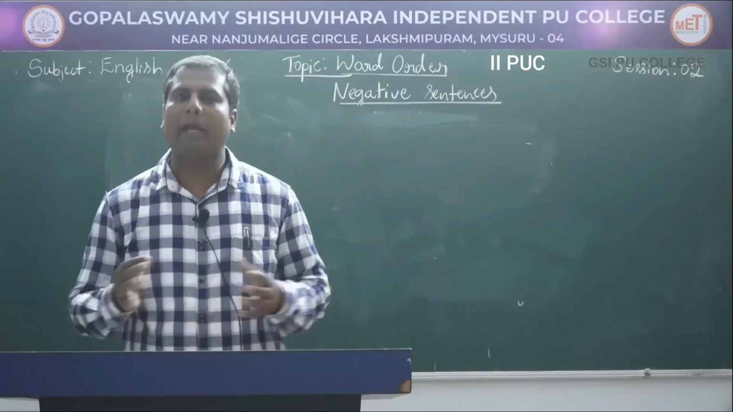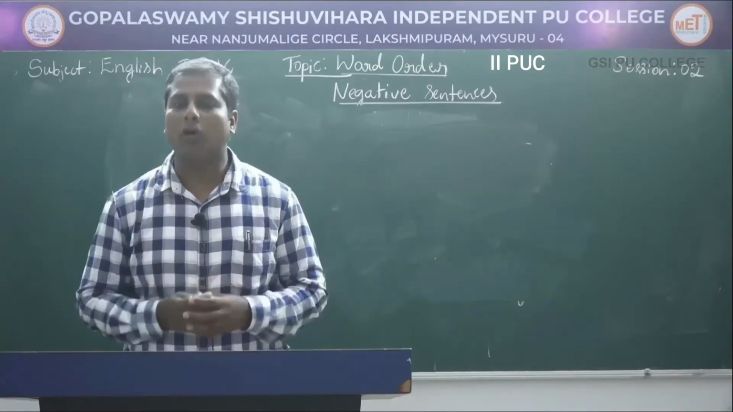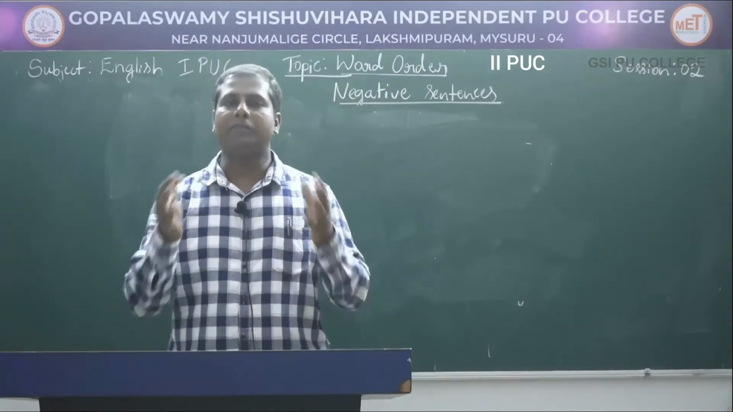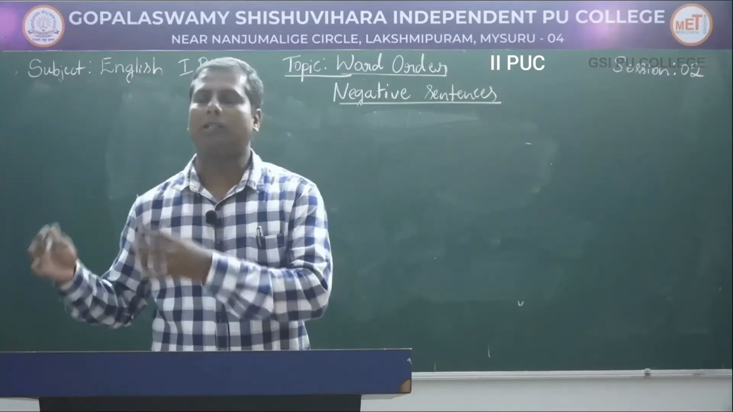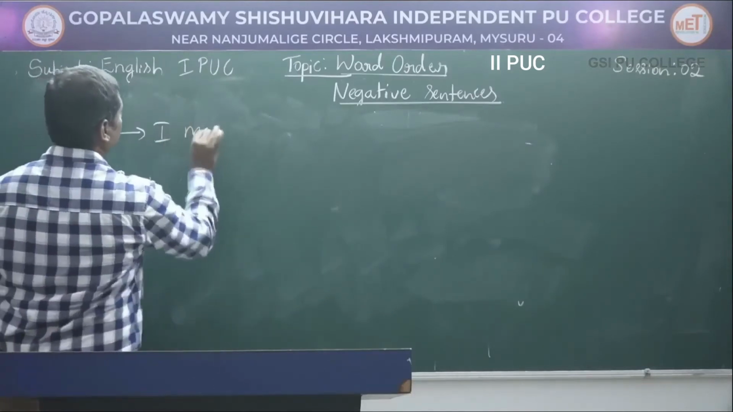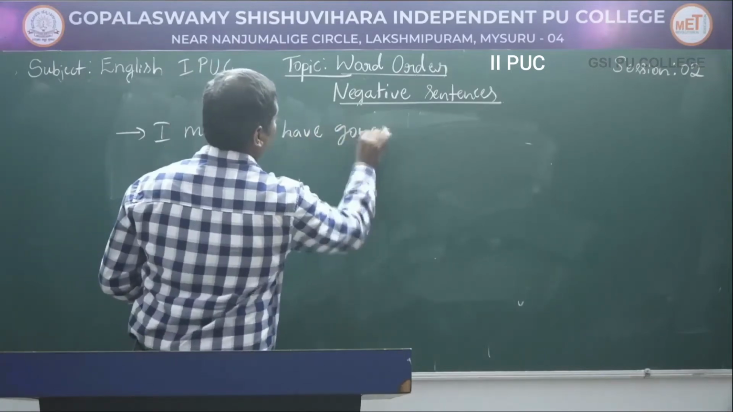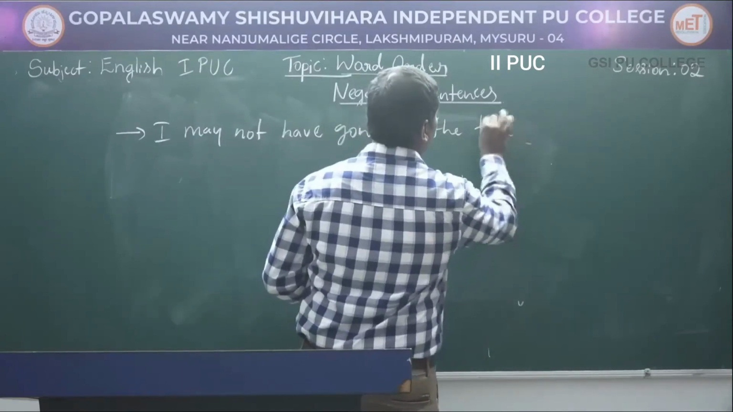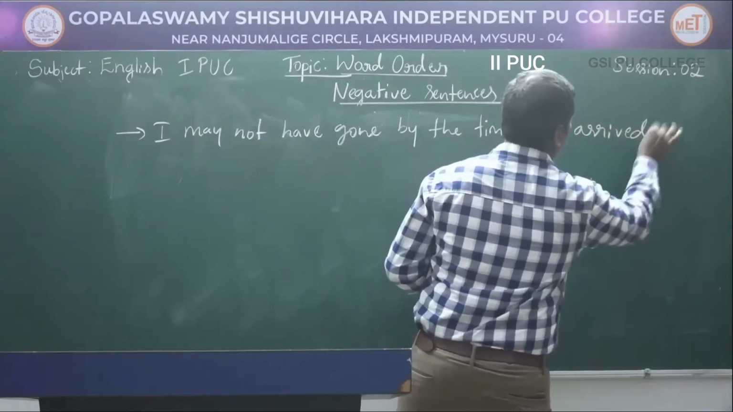A negative sentence may also contain a modal auxiliary verb and one or more primary auxiliary verbs. In that case, the word not comes between a modal auxiliary verb and one or more primary auxiliary verbs. For example, I may not have gone by the time you arrived.